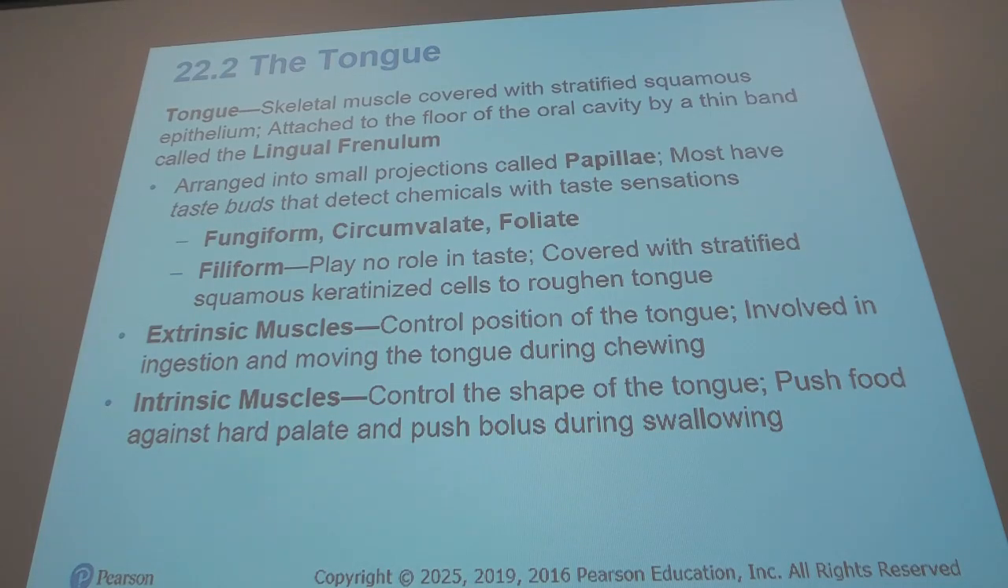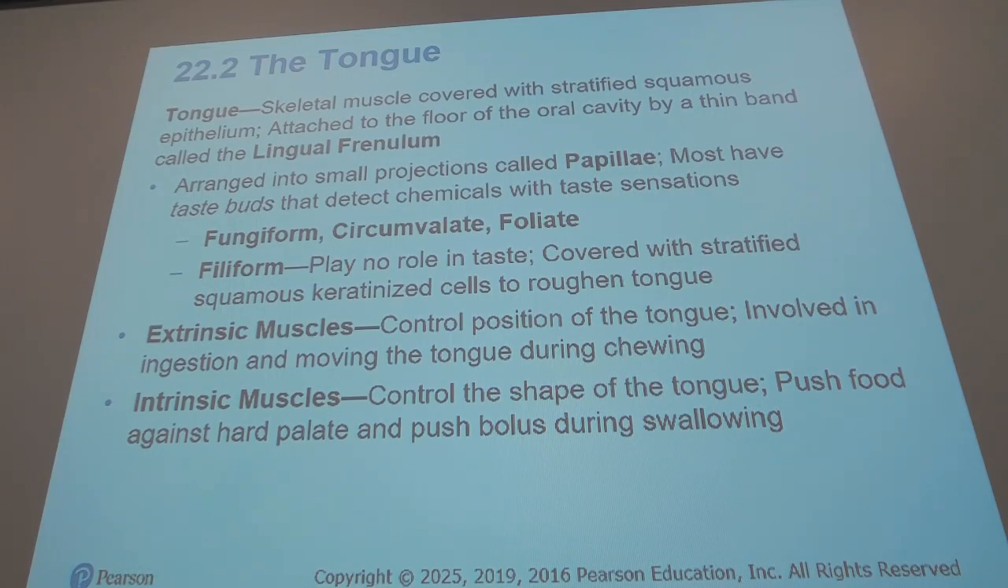Okay, so details about the tongue. The tongue is a skeletal muscle that is covered by stratified squamous epithelium. Intrinsically, you have muscles that help to move the tongue and give a certain shape to the tongue. The motion of the tongue not only helps to form the bolus, but also helps with articulating words and swallowing the bolus once you form it.